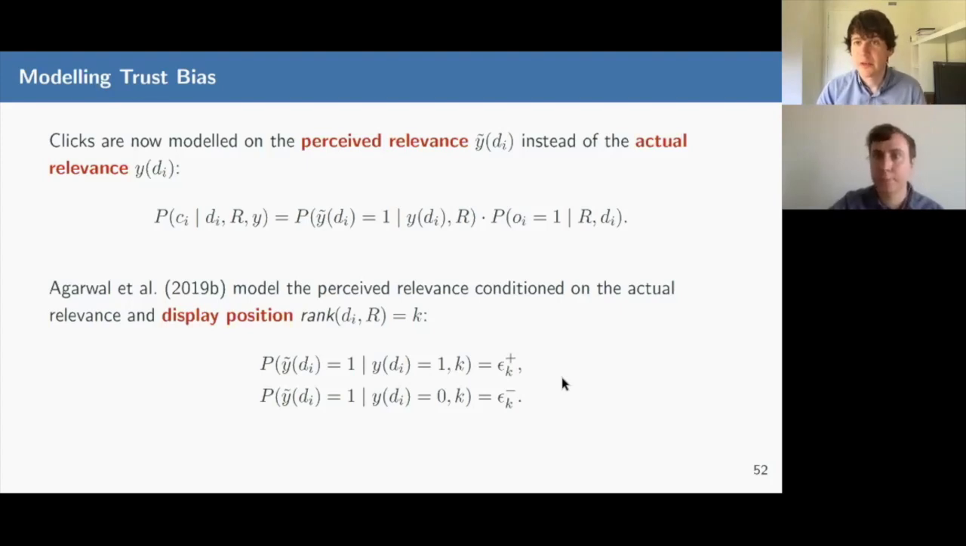Indeed, yes. If it didn't vary per k, it would be the same. Yeah. The problem is that we get more incorrect clicks at the top than at the bottom. Right. But if that's no longer the case, then there's no trust bias, right? If the rate is the same at all levels, yes.